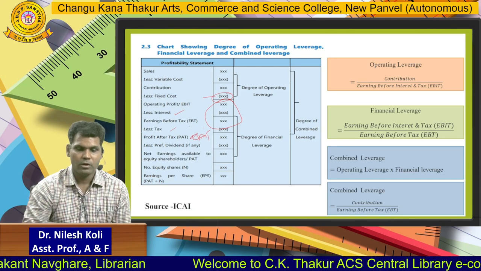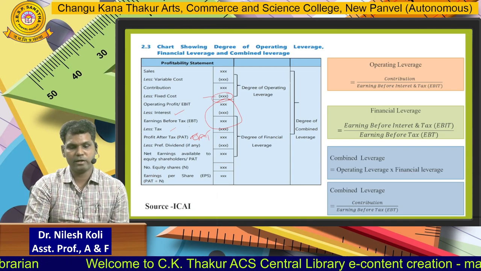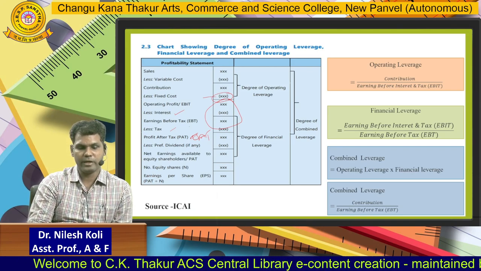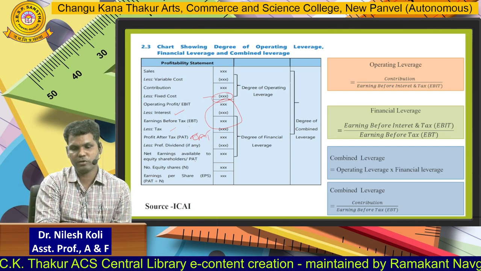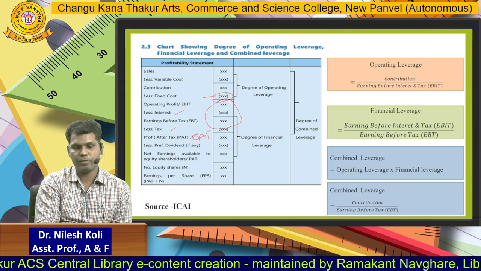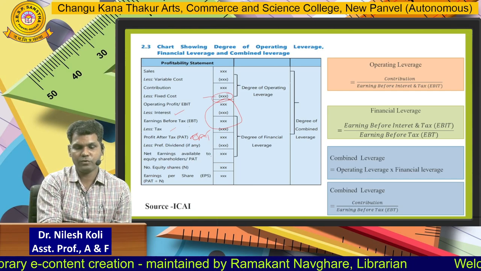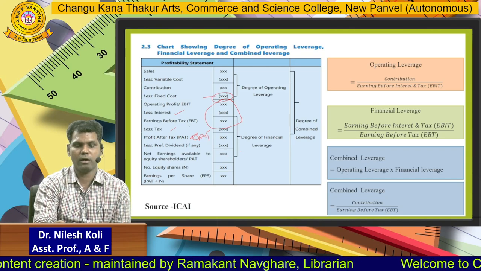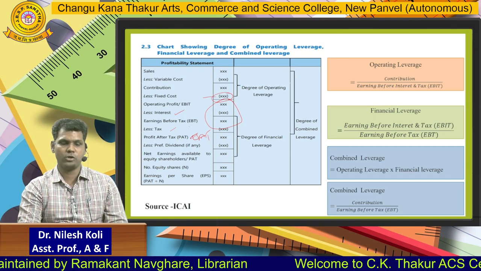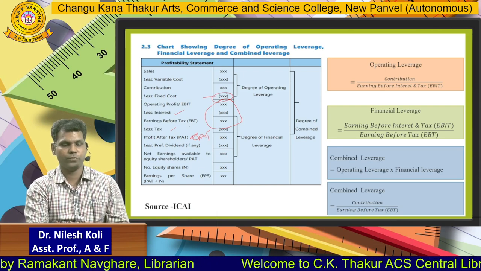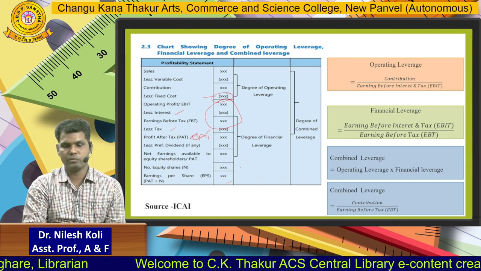Here the interest gets the benefit of taxation, so it is deducted before the deduction of tax. Then preference dividend. If the capital structure considers preference share capital, you have to make the payment to the preference shareholder in the form of preference dividend. Finally, after deducting the preference dividend, you will get the earning available to the equity shareholder. Then you have to divide this amount by the number of equity shares, and you will get the earning per share. This way the income statement is prepared.